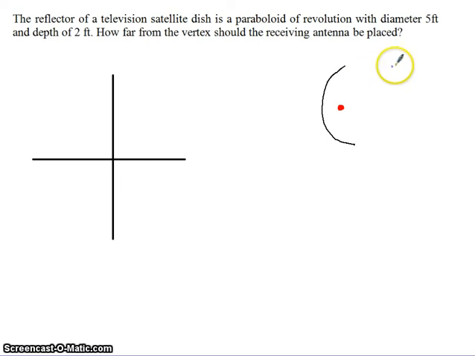What happens is signals come into the parabola and they bounce off the parabola and they reflect onto that focus point, and that's where we want the antenna to be placed, so that the satellite dish can pick up the signals. So the focus is right where the antenna should be placed. Let's go ahead and get a visual on the XY system to come up with the p-value.